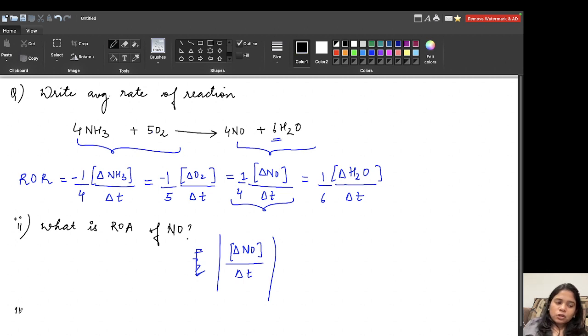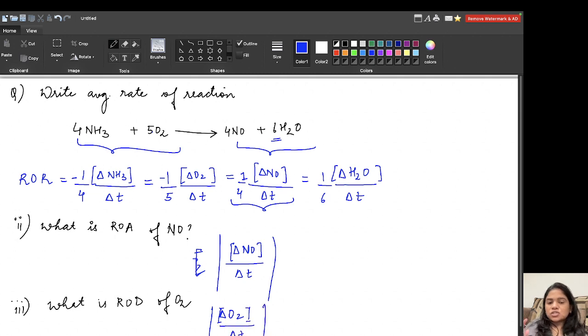Third question, write on your own. They are asking, what is the rate of disappearance of oxygen? So what will it be? Same thing only, delta O2 by delta T in the mod fashion. That is your rate of disappearance of oxygen. No stoichiometry and no signs. Okay, so you can just write it down or take a screenshot.